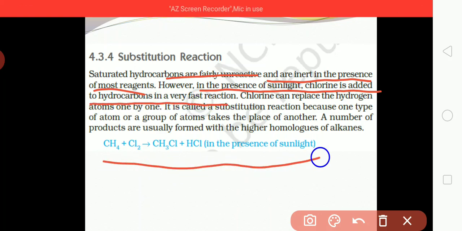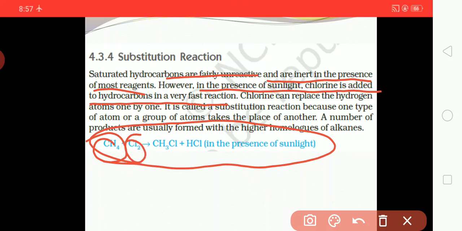So here you can see that as the hydrocarbon we have taken methane, and we have chlorinated it. Chlorinated means what? Addition of chlorine, which we call chlorination. And chlorine can replace the hydrogen atoms one by one, and it is called a substitution reaction. Because one type of atom or group of atoms takes the place of another, a number of products are usually formed with the higher homologues of an alkane.